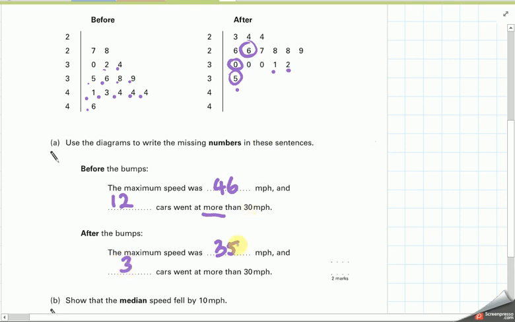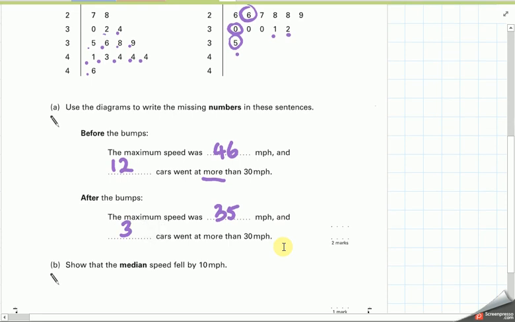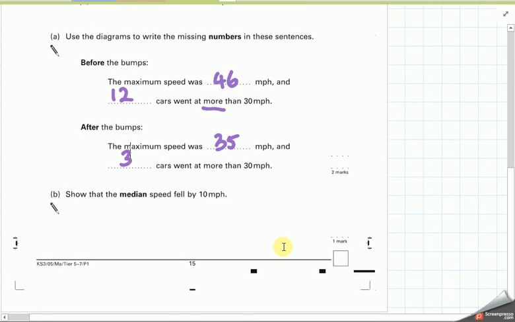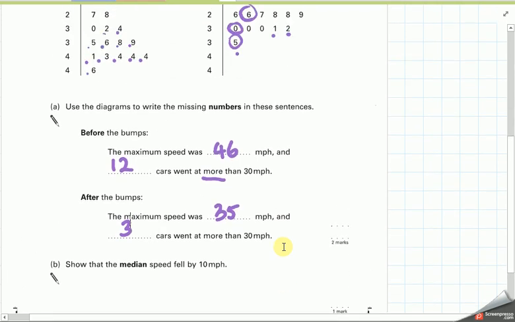You'd get the mark for the speed. Because of the way they've marked this, it's 1 mark for each one being correct. Complete. Show the median speed fell by 10 miles per hour.